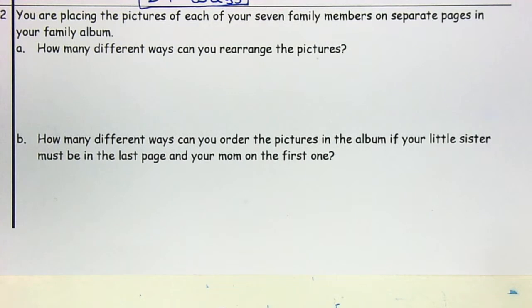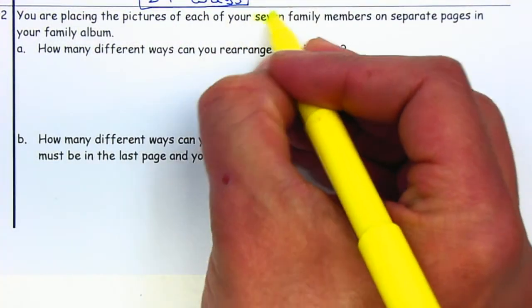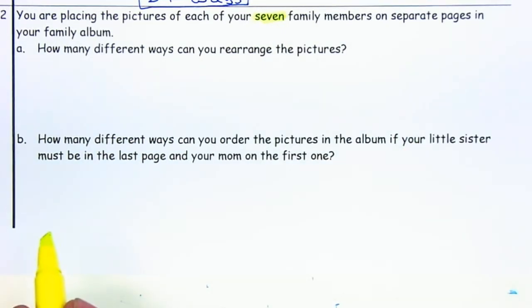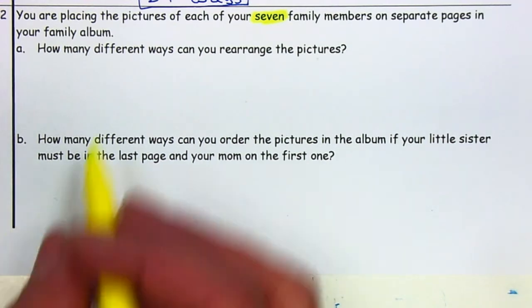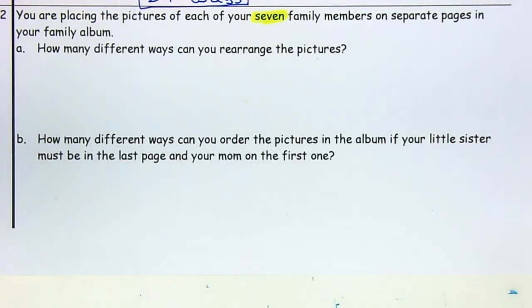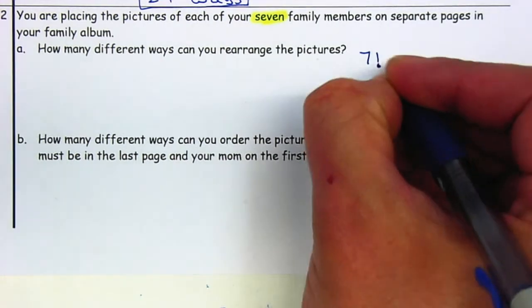On example number 2, it says, you are placing the pictures of each of your 7 family members on separate pages in your family album. How many different ways can you rearrange the pictures? So how many pictures do we need to rearrange? 7. So your answer can be just 7 factorial and then expand it.